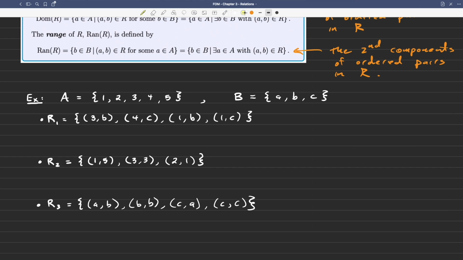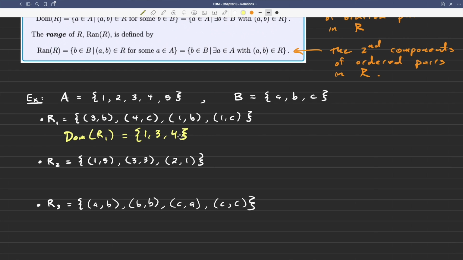Well, the domain's just the set of all first components that appear in ordered pairs. So the domain of R1, just read off the first components. I see 3, 4, and 1. Now notice 1 is listed twice, but since the domain is just a set, we don't list redundant elements. So 1, 3, and 4 would be your domain. Doesn't really matter what order you write the elements in. I happen to put them in numerical order there, but you could have written 3, 4, 1 if you wanted to.